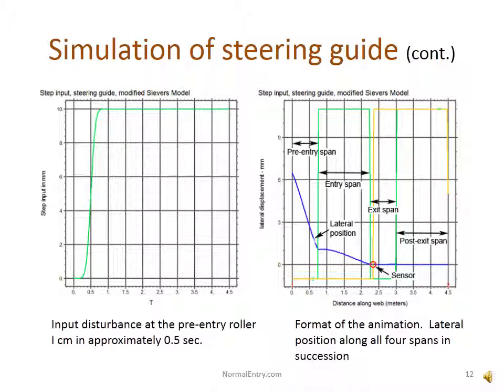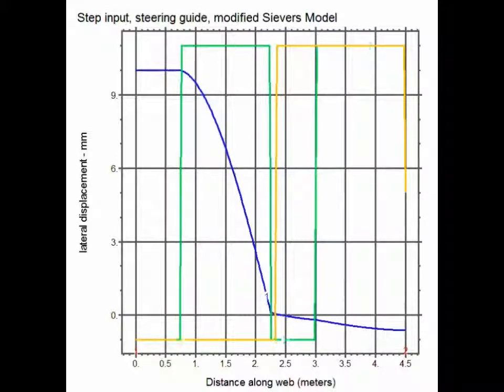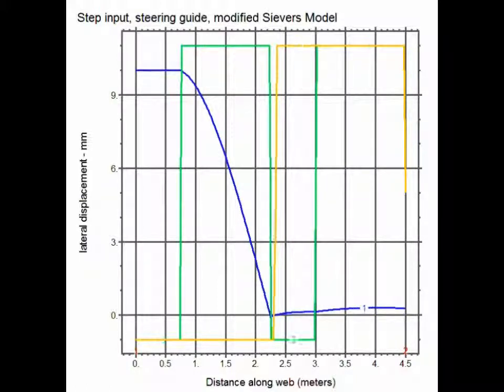The animation shows a graph of the lateral position of the web versus distance along the 4 spans in succession. Green vertical bars mark the span boundaries. The yellow-colored bar marks the position of the sensor. The vertical scale is lateral position in millimeters. The horizontal scale is distance along the web in meters. You can see the step coming in on the left, progressing through the other spans gradually. And now it's arriving at its steady state.